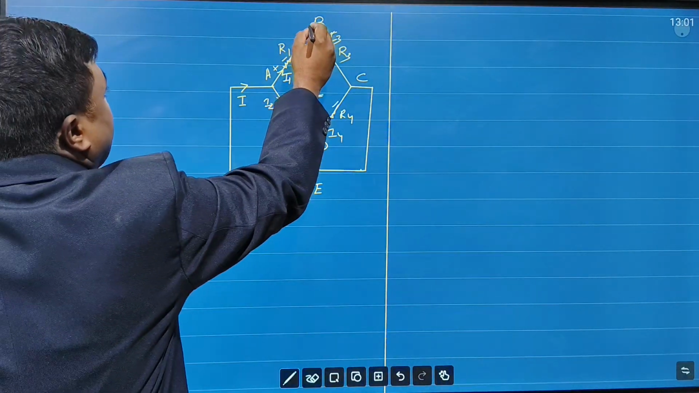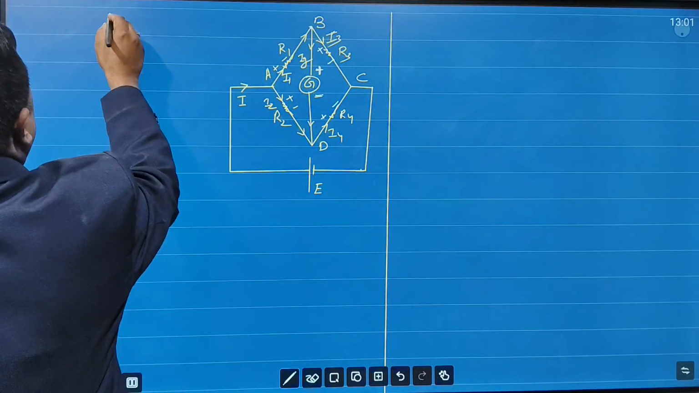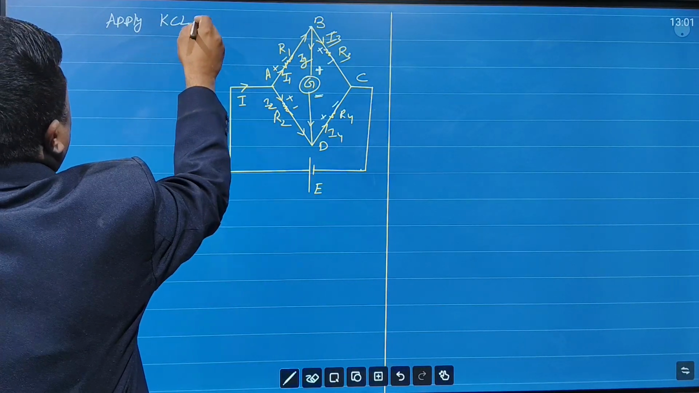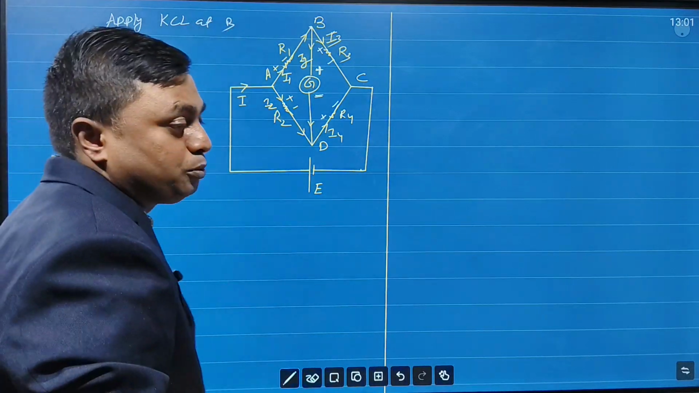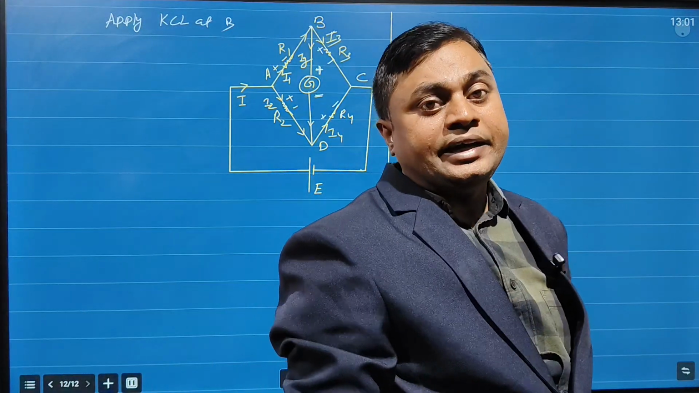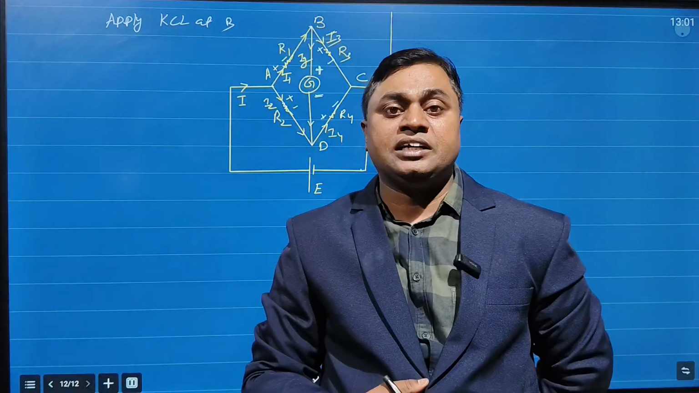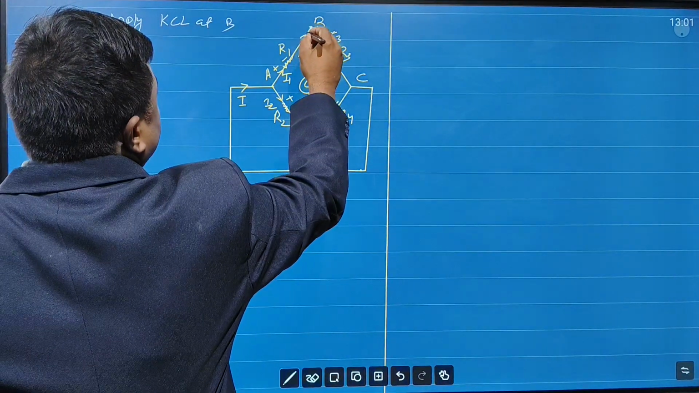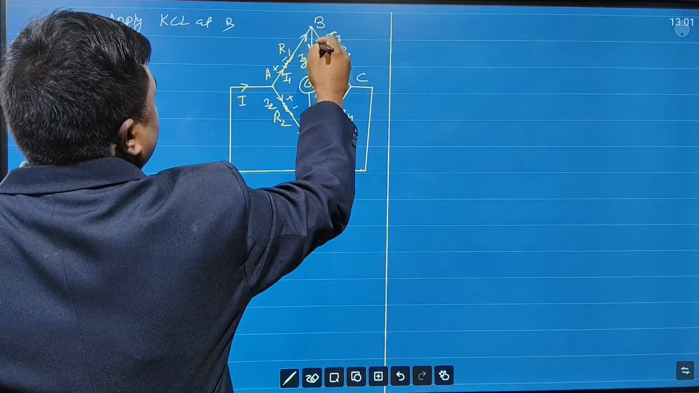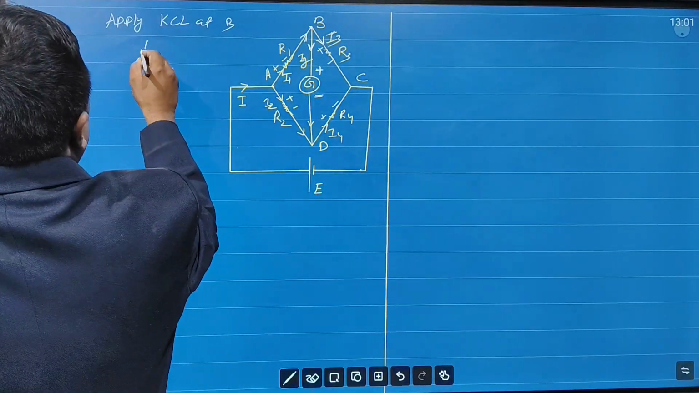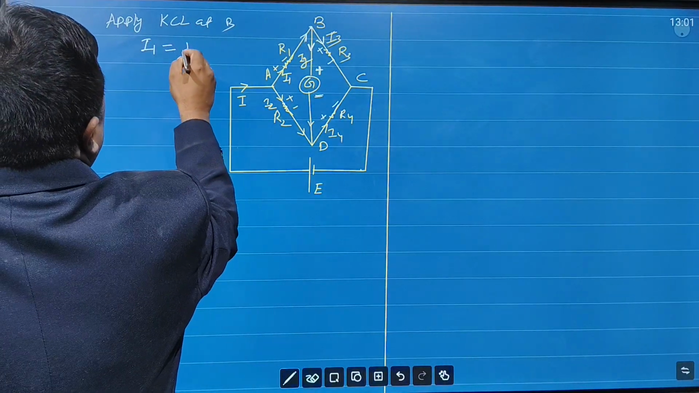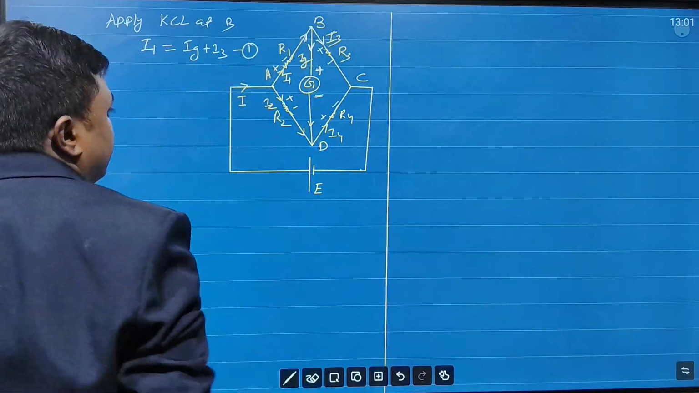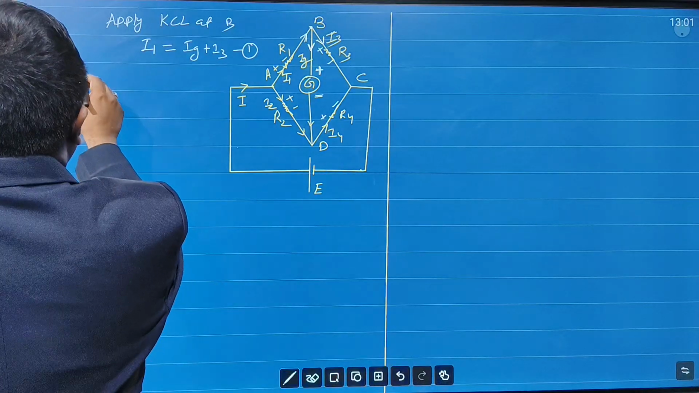Apply KCL at junction B. What is Kirchhoff's current law? Sum of all the currents entering the junction is equal to the sum of the currents leaving the junction. So what is the entering current? I1 is entering. And the leaving currents are Ig and I3. So we can write I1 is equal to Ig plus I3. Let's take it as equation 1.